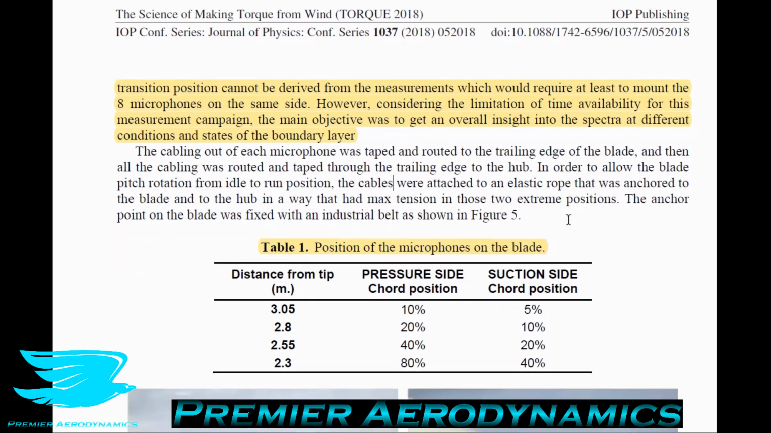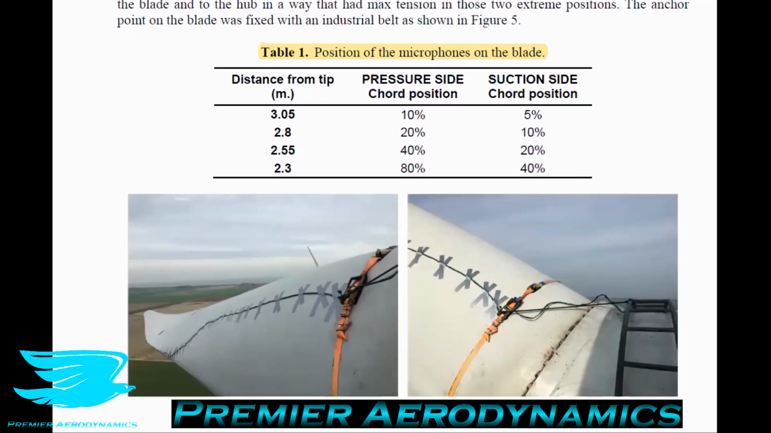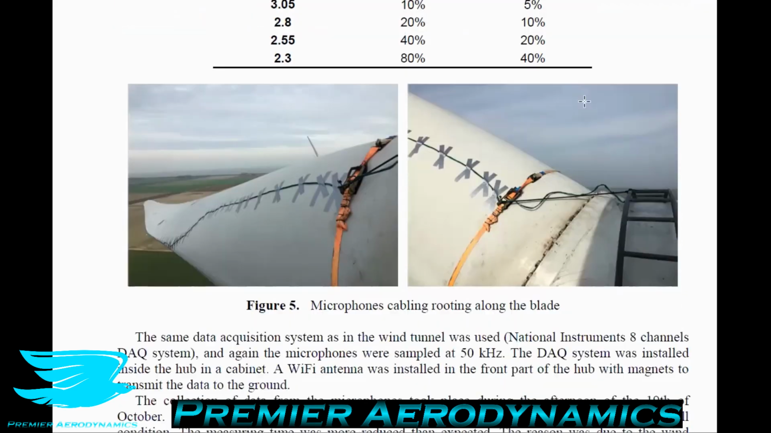So the positions of the microphones were quite different for the suction side and pressure side. For the suction side, they're closer to the leading edge, one at 5% from the leading edge, one at 10%, one at 20%, and one at 40%. On the pressure side, however, the first microphone was 10% from the leading edge, then 20%, then 40%, then 80%. So why is that? The reason is that as you increase angle of attack, the transition point on a boundary layer will actually creep towards the leading edge. So on the suction surface, the boundary layer transition point will be closer to the leading edge than on the pressure surface. Hence why they put the microphones further downstream for the pressure side and further upstream for the suction side.